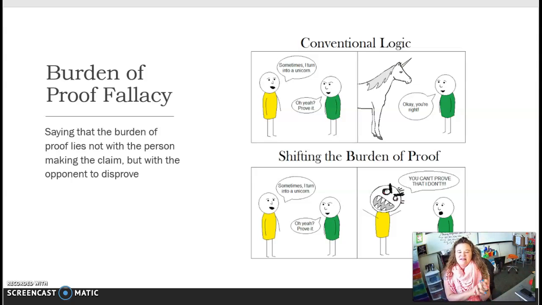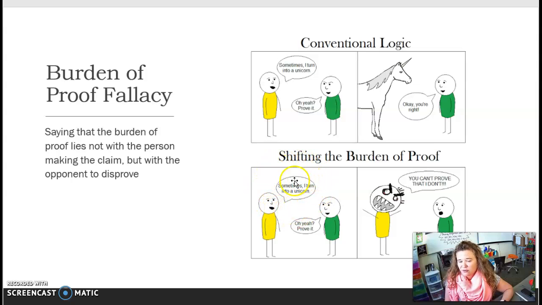Slide number 10, burden of proof fallacy. Saying that the burden of proof lies not with the person making the claim, but with the opponent to disprove. So up here, we have conventional logic. There's no logical fallacy up here. Sometimes I turn into a unicorn. Oh yeah? Prove it. Okay, you're right. The burden of proof is on the person who turns into a unicorn.